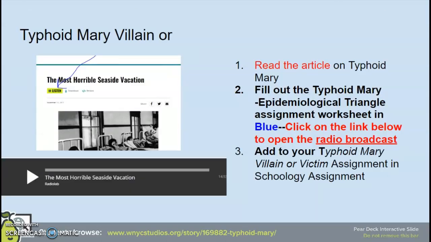And then once you are done with this article, you're going to go to the next page. So same thing. You will now see a thing pop up to the side that is a news broadcast. So you're going to listen to the news broadcast, a radio broadcast. You are going to be adding to both of those sheets, the victim or villain sheet and the triangle, using blue. So on this slide, I'm on slide 5. You're going to add to your Typhoid Mary victim or villain assignment and to your epidemiological triangle in blue.